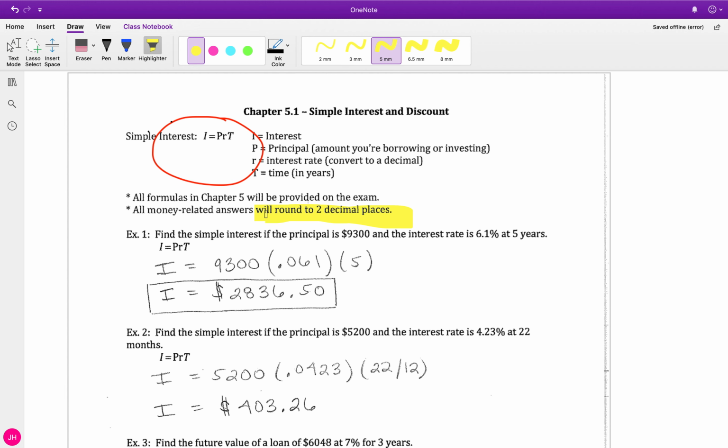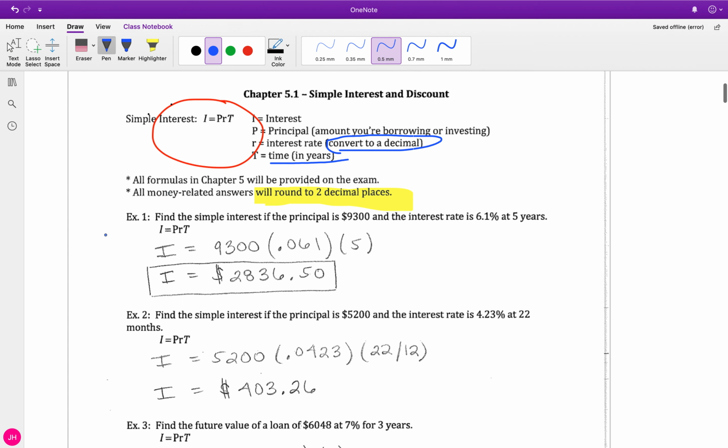A lot of the letters I go over here will also be used in some of our later formulas, and they always mean the same thing. So I stands for interest, super creative with that. P is principal. That's the amount that we're going to start with. Whether you're borrowing that money or depositing it, it's how much you start with. The interest rate, and every single time we're going to convert that to a decimal. And then T is time, and that's always in years. So let's look at some problems.